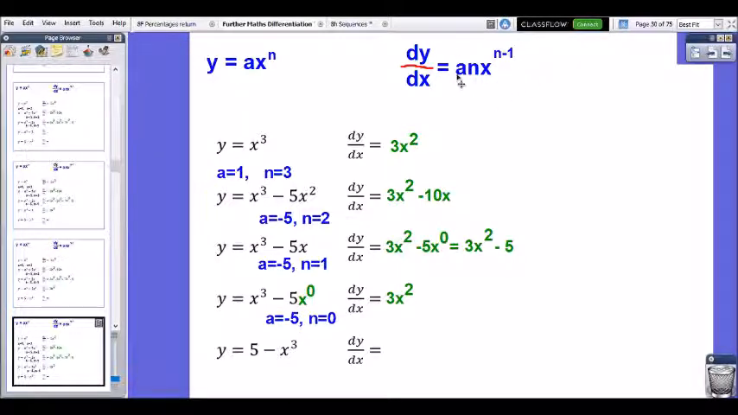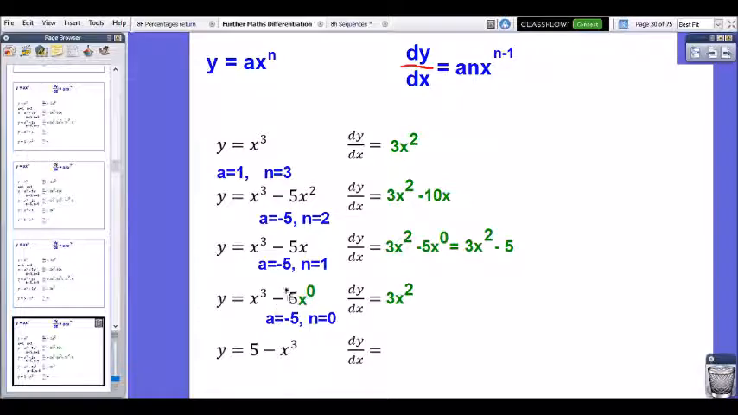Plugging it into the formula, a times n was just negative 5 times by 0. Negative 5 times by 0 is just 0. So actually this term disappears, because if you multiply anything by 0, it's just 0, right? And that works for any number.